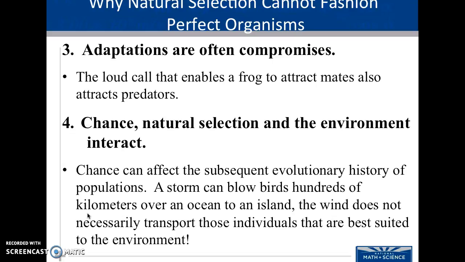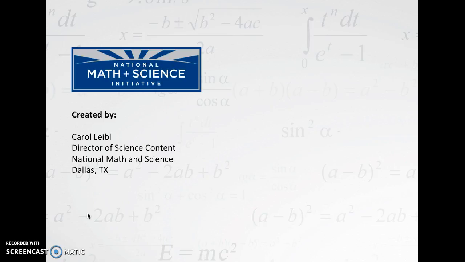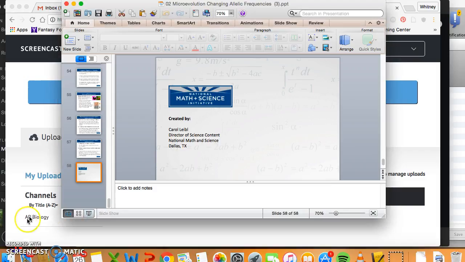traits. Also, adaptations are often compromises. A loud call from a frog attracts mates, but also attracts predators, so being too loud is also a disadvantage. Also, chance, natural selection, and the environment interact. We know our environment is ever-changing, and this can be a really big issue when we're trying to fashion the perfect organism. That is the end of the PowerPoints for microevolution.